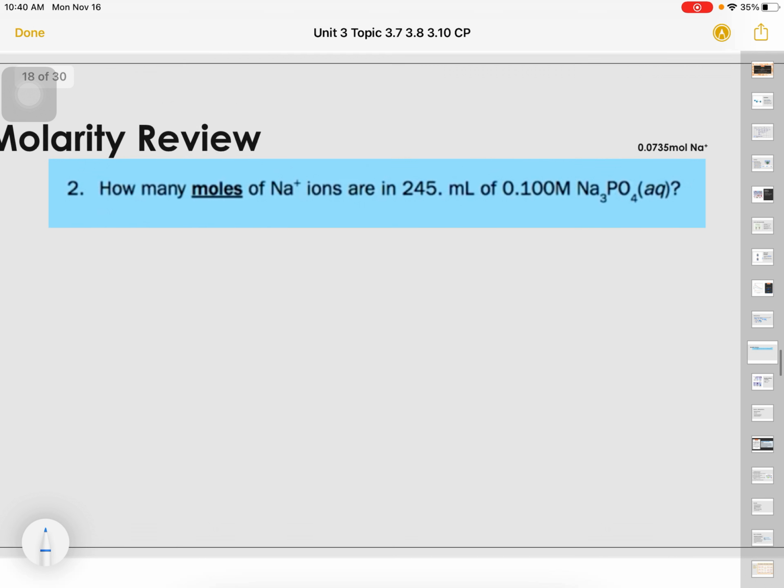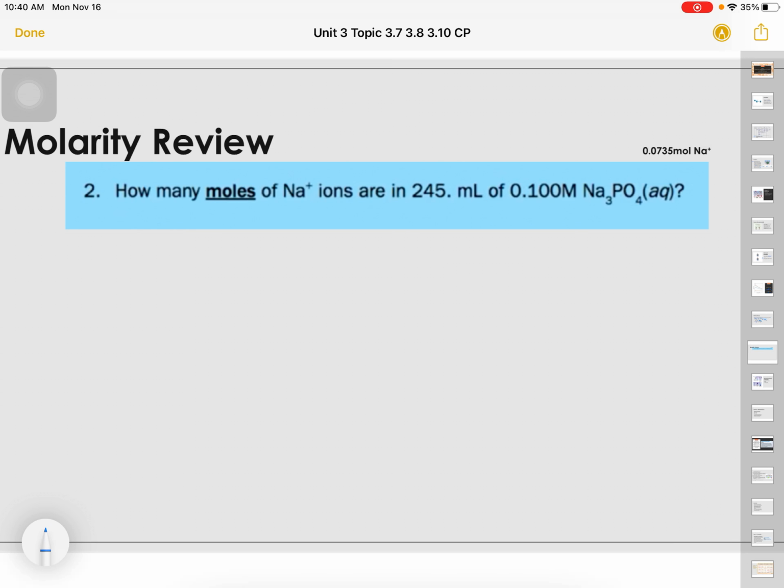This question is similar. How many moles of sodium ions are in 245 milliliters of 0.1 molar sodium phosphate? So same deal here. We're given the molarity, we're given the volume. So I'm going to use factor labeling right off the bat. 0.245 liters times 0.1 mole per liter, or 0.100 moles per liter. That's of sodium phosphate.